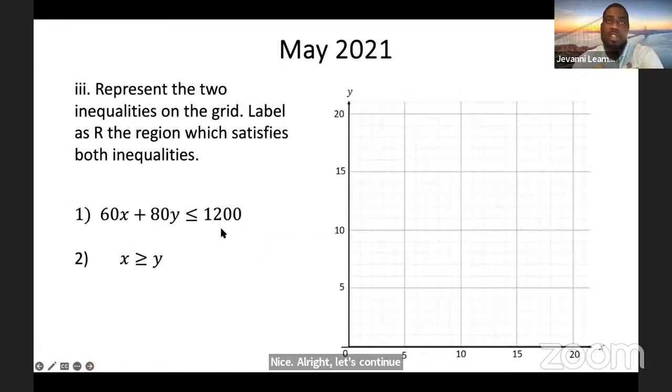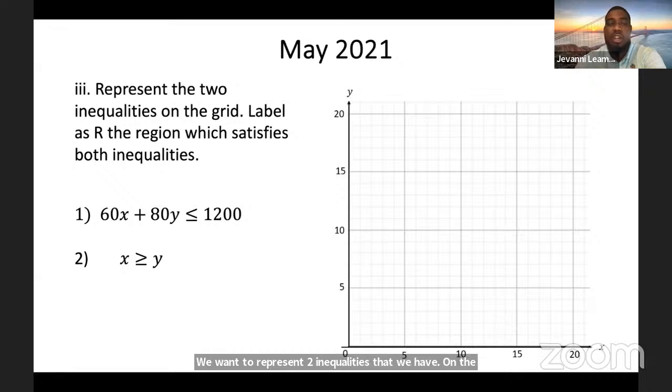Now we want to represent the two inequalities that we have on the grid, and we want to label R as a region which satisfies both inequalities, right?